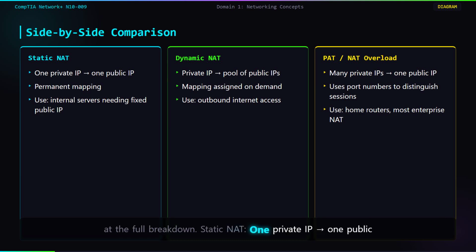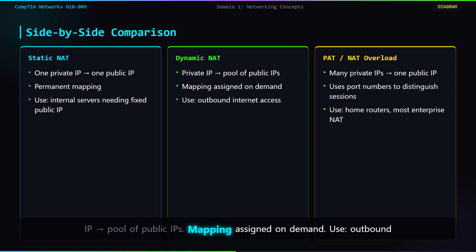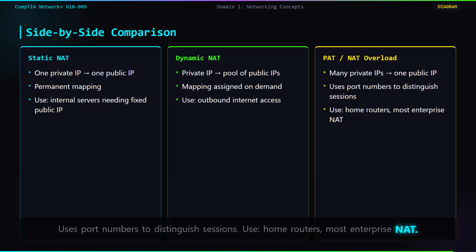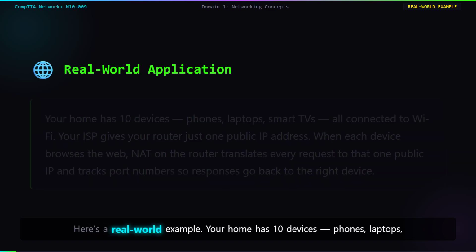Static NAT: one private IP, one public IP, permanent mapping, used for internal servers needing a fixed public IP. Dynamic NAT: private IP, pool of public IPs, mapping assigned on demand, used for outbound Internet access. PAT or NAT Overload: many private IPs, one public IP, uses port numbers to distinguish sessions, used in home routers and most enterprise NAT. Here's a real-world example.